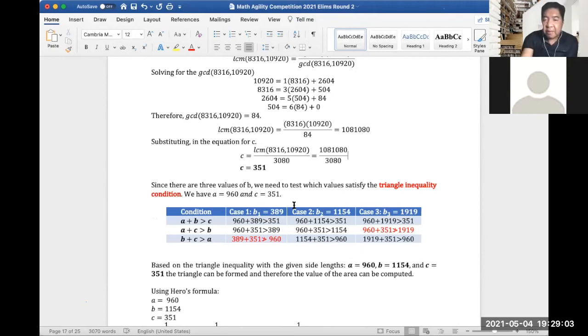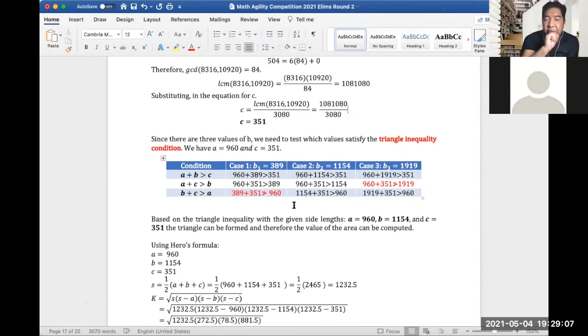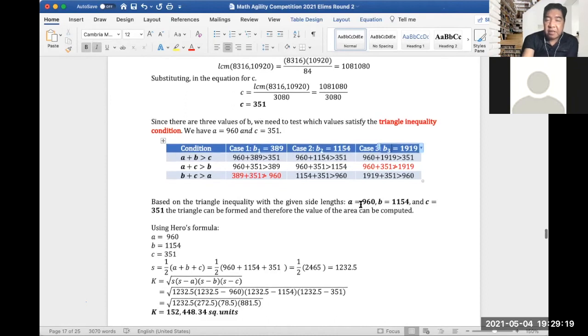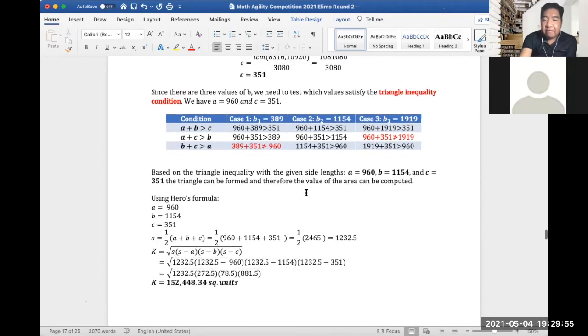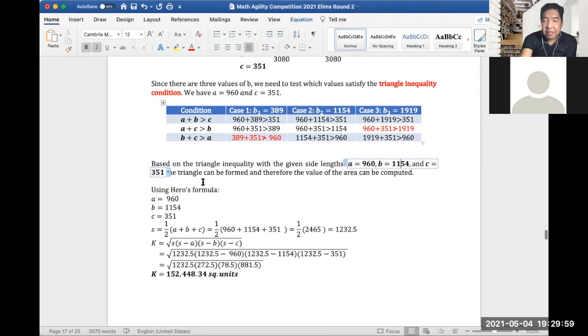But again, we have to satisfy the triangle inequality before we can compute our area. So let's test, since we have 3 values of B: B sub 1, B sub 2, and B sub 3, and of course A is 960 and C would be 351. From this table, we can see that B sub 1 doesn't satisfy the condition B plus C greater than A, and in case 3, it doesn't satisfy A plus C greater than B, which you can see in the second row in red. The only case that satisfies all three conditions for the triangle inequality is when B sub 2 is equal to 1154. So now we have A equals 960, B equals 1154, and C equals 351.